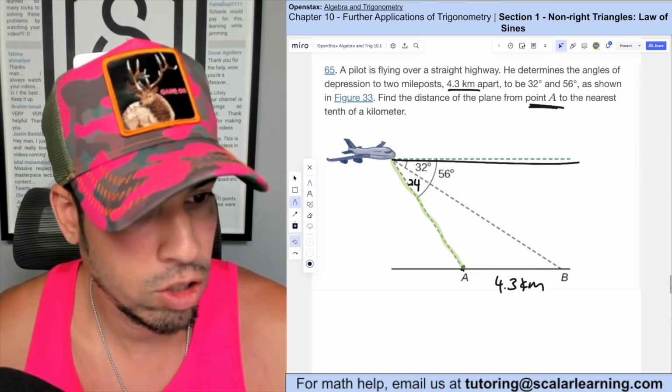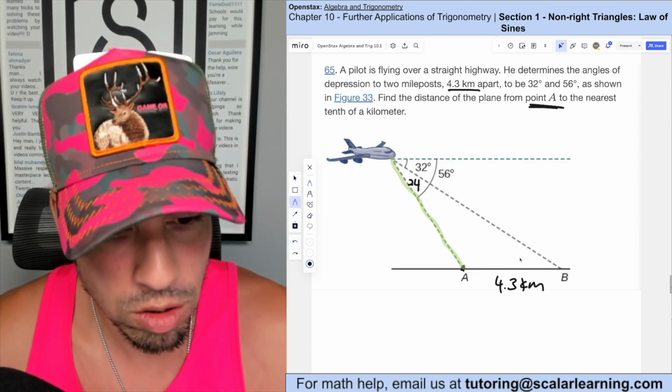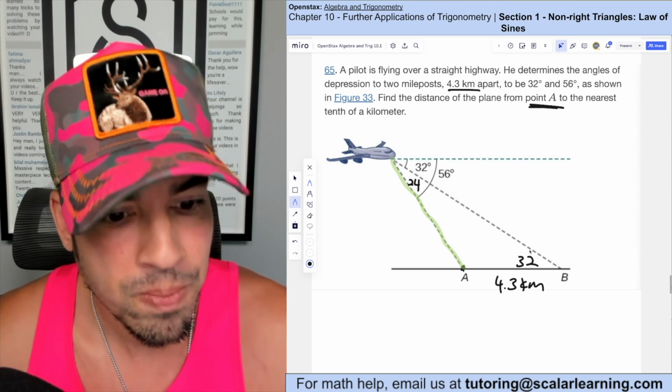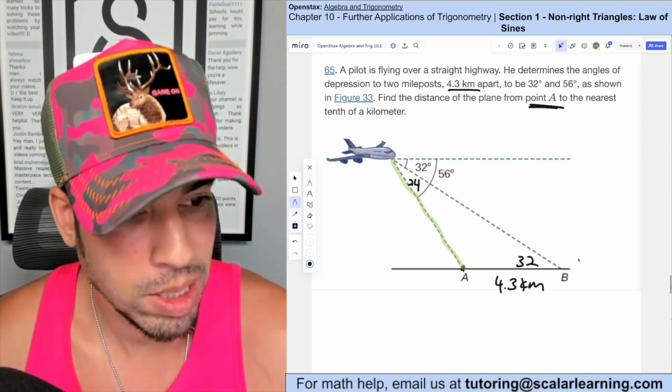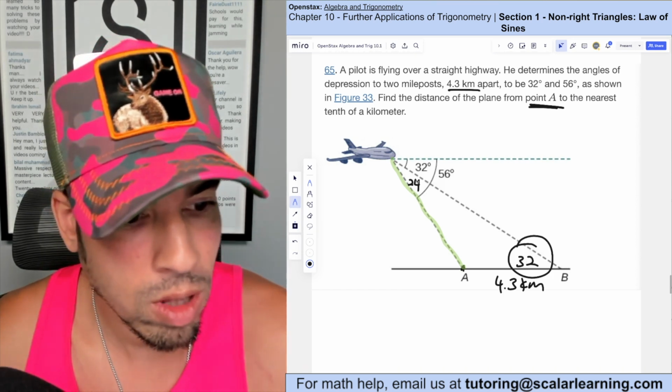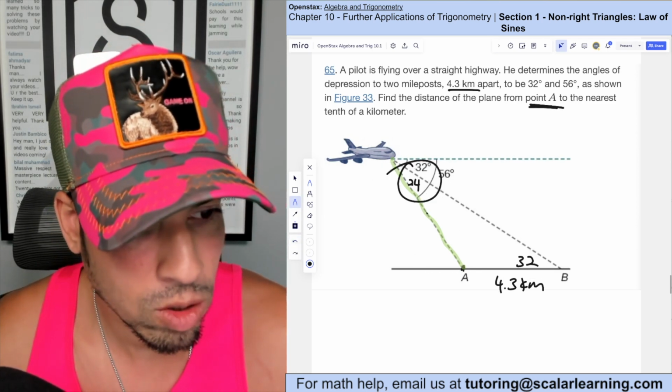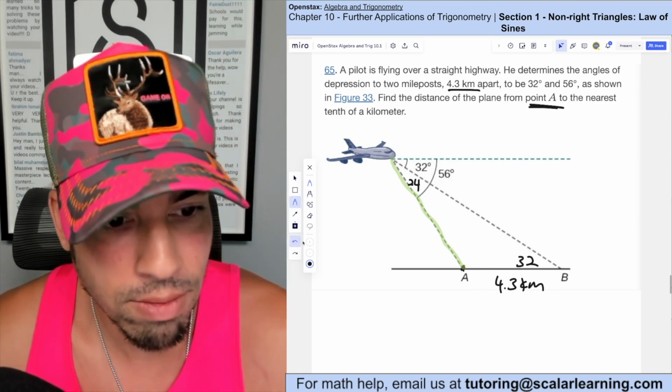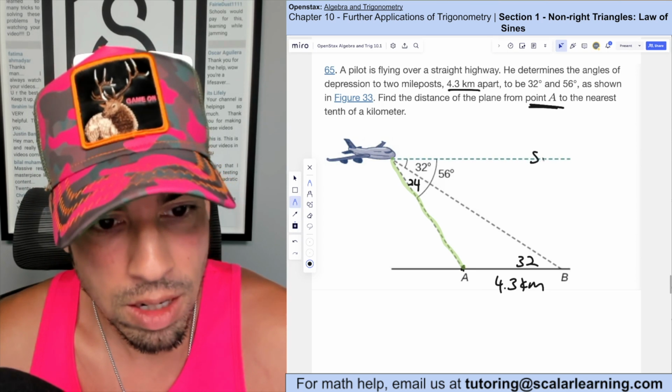And when you have alternate interior angles for two parallel lines, they are congruent. So this angle down here is also 32. And this is fantastic because now I have the angle opposite the side we're trying to find and an angle opposite a known side. We have enough for law of sines. So let's set it up.